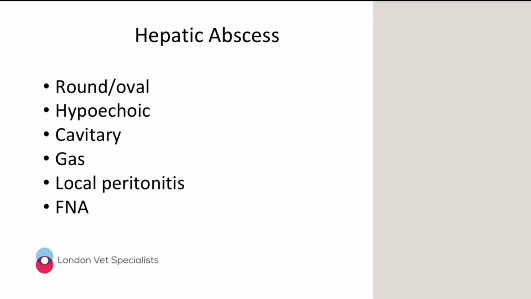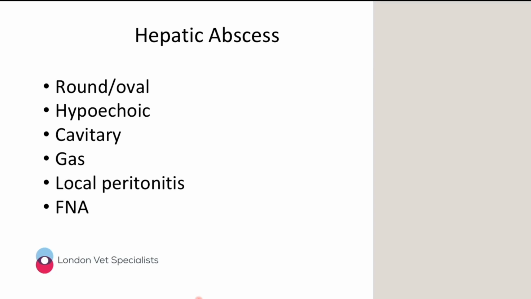So hepatic abscesses, again, not very common. I've seen a couple of hepatic abscesses, and they have a pretty non-specific appearance on ultrasound. They tend to appear round or oval. They're usually hypoechoic. Sometimes they're cavitary, so you can see these accumulations of fluid within the abscess. If you see gas present within the structure, then that really nails it on as an abscess, and you can see a local peritonitis associated with them.